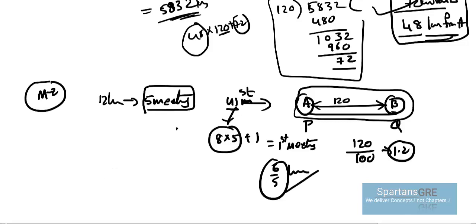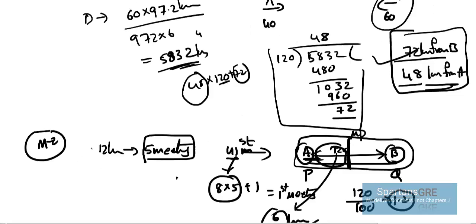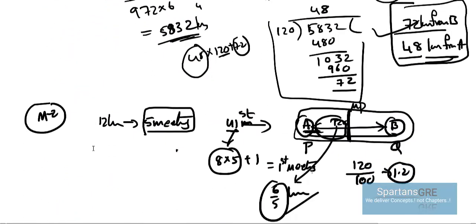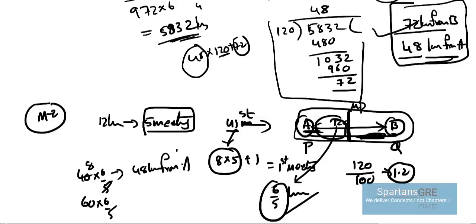Now if you want to calculate the distance from A to the meeting point, that is the distance traveled by A in 6 by 5 hours. A's speed is 40 kilometers per hour. So 40 into 6 by 5, and similarly from B it will be 60 into 6 by 5. So this will be 48 kilometers from A, and this will be 72 kilometers from B.